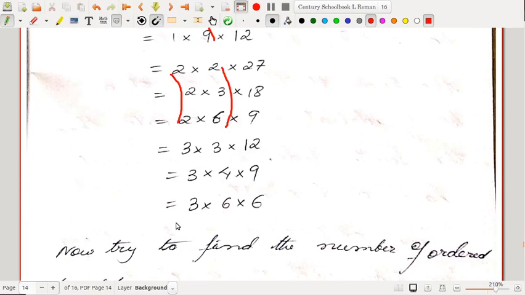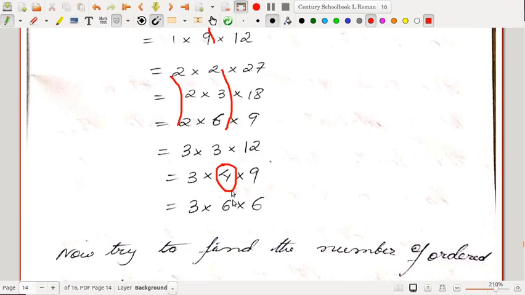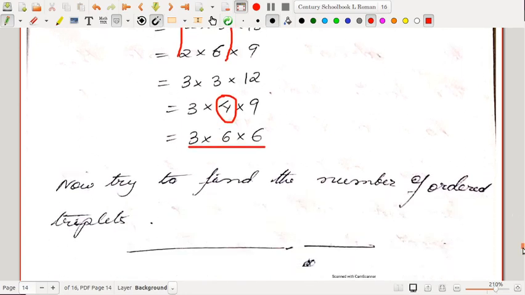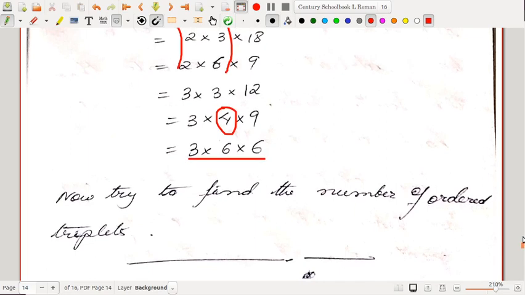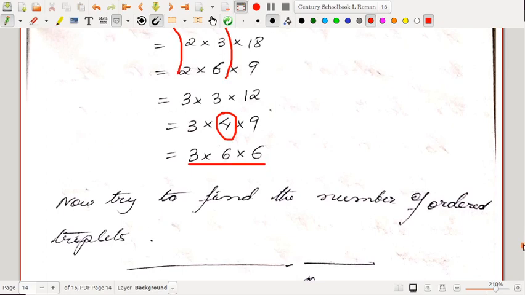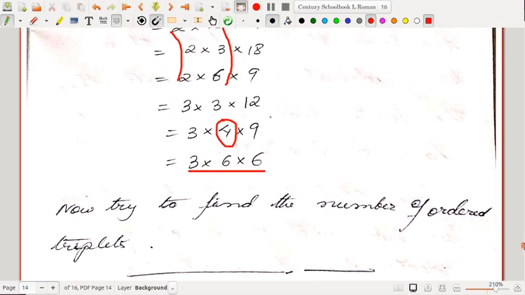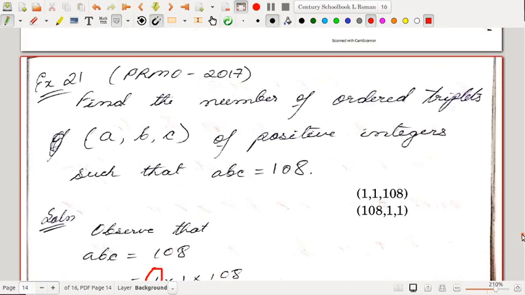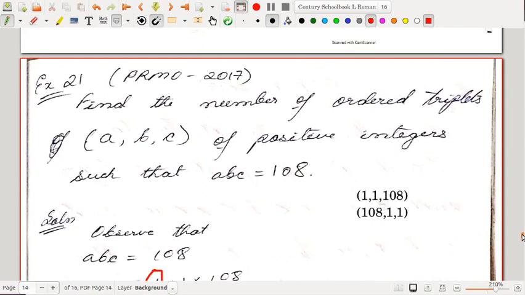With 4 in the first place, we don't have to check because 4 is already used here. So we have already dealt with the case of 4. So our search will end at this position. Now we have just expressed 108 as a product of 3 numbers, but your job is not over. Your job is to find exactly how many such ordered triplets can be formed. This is your task that you have to find out.